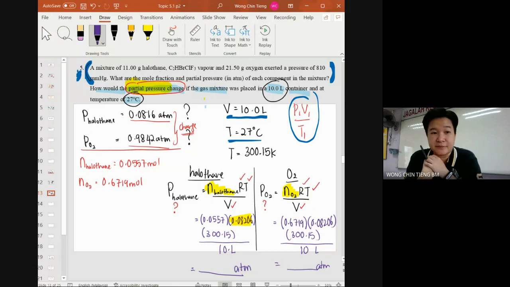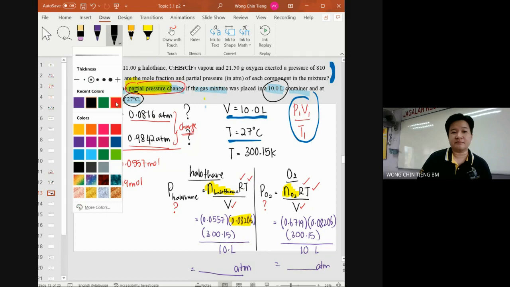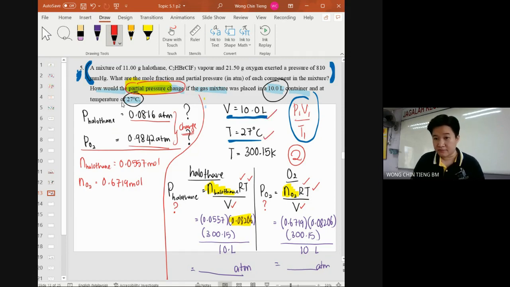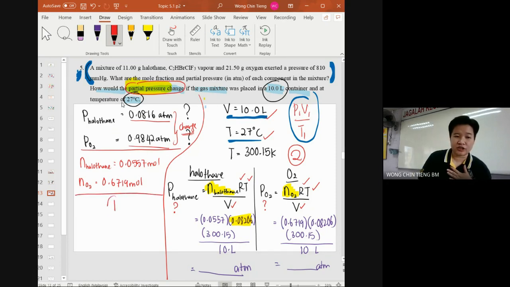Semua dah ada sebab saya nak tanya soalan, dan soalan saya kamu kena ada value dia. My question: predict the initial condition. I would say this is our second condition, sebab soalan tanya, what would be the changes of the pressure at 10 liter, 27 degrees Celsius? Betul? Okay. My question, predict the first condition for this.